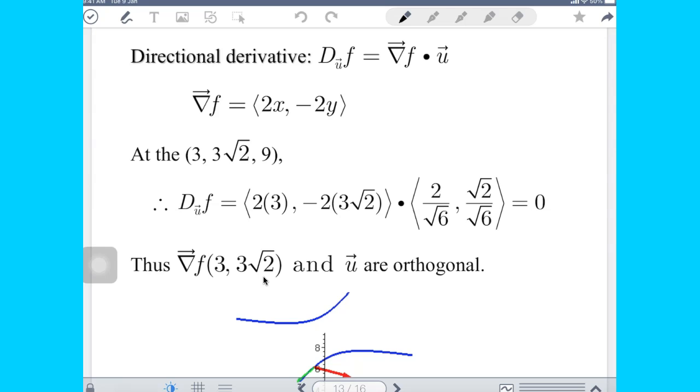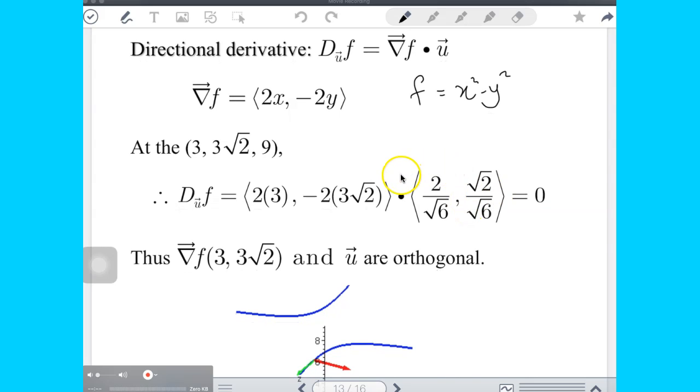Okay, and this is because our f is x squared minus y squared, so when you take the partial derivatives, fx is 2x and fy is negative 2y. You substitute the values given just now, and you will obtain that the answer is 0. So the directional derivative of the surface at the given point, in the direction of the tangent vector, is 0.